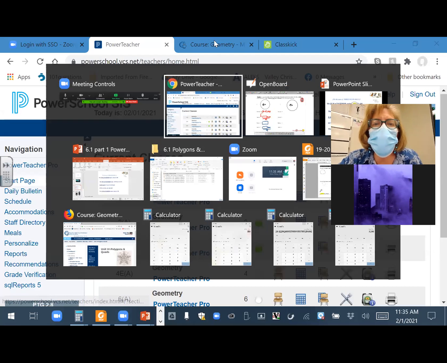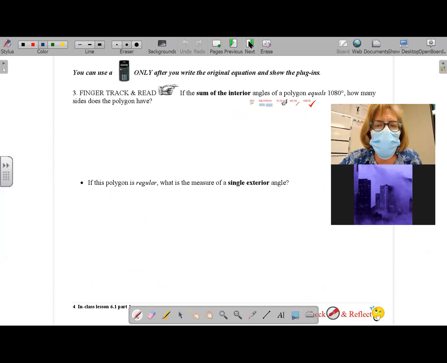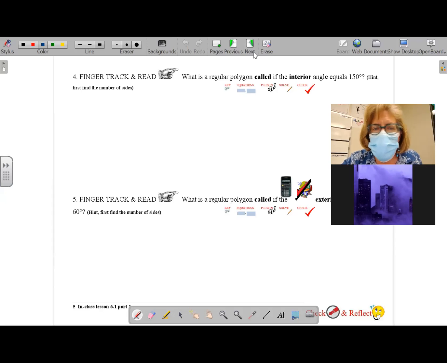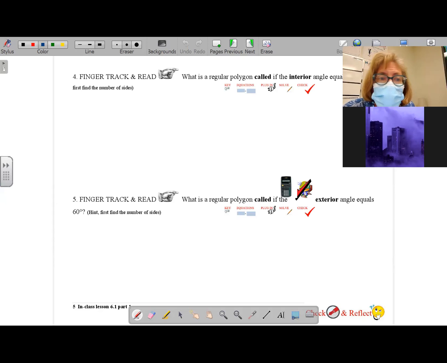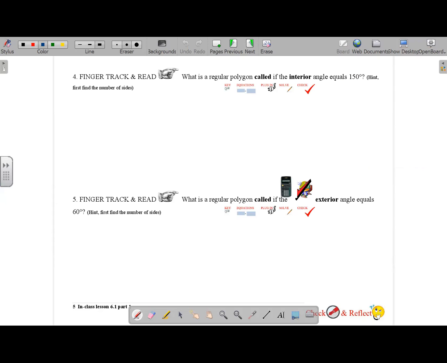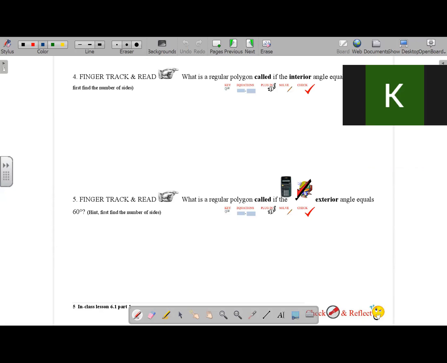Okay, friends, we are going to be looking at this page right here, and I need to change this so you guys can follow along. Okay, step number 1. Catherine, could you read problem 4 aloud for us, please? What is a regular polygon called if the interior angle equals 150 degrees? Okay, so who's in class tracking with me? So I know who to pester.